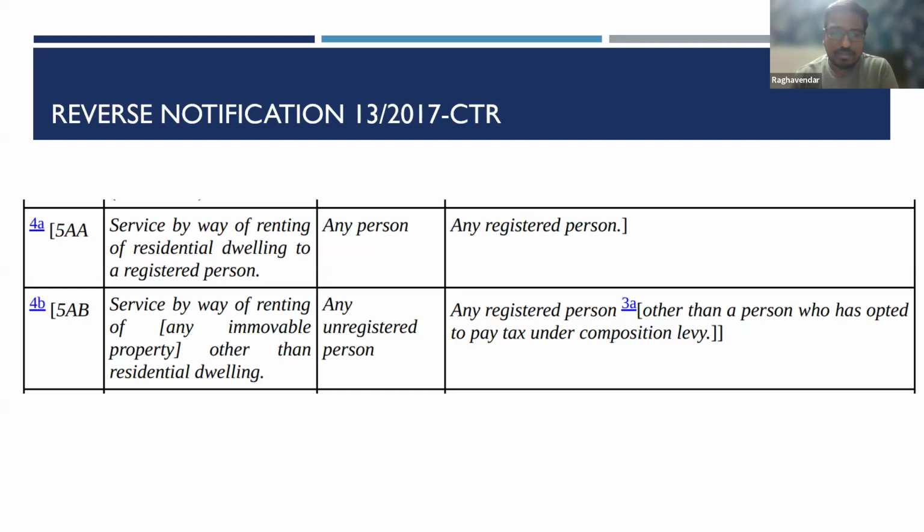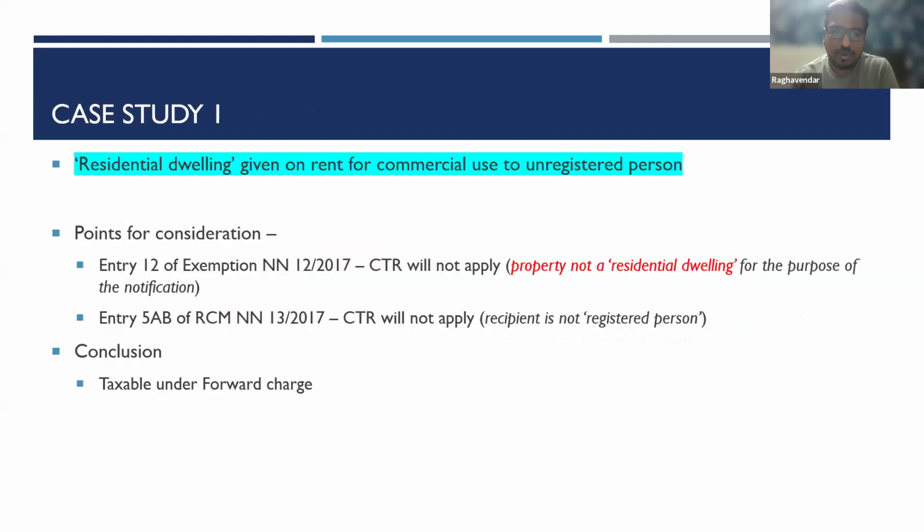5AB is: service provider is any unregistered person, recipient is a registered person other than the person who has opted for composition levy. So here the recipient is not a registered person, the tenant is not a registered person, so this RCM notification is also not applicable. So the taxability will be in the hands of the owner. If he crosses the threshold limit, he will be liable for registration and liable to pay tax under forward charge.